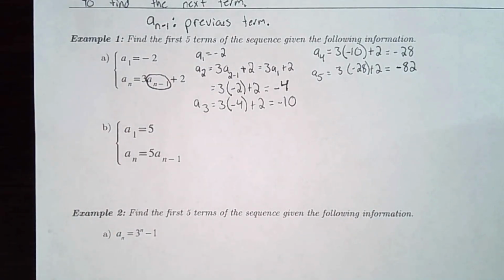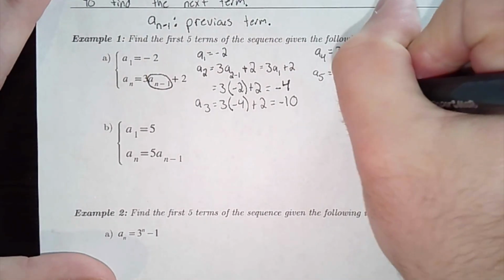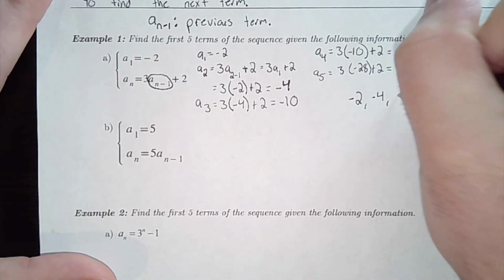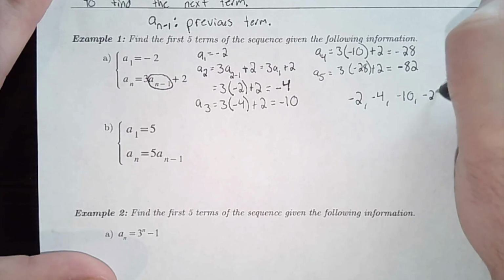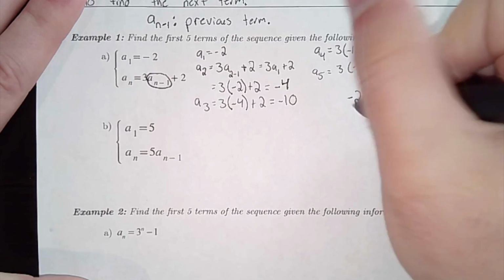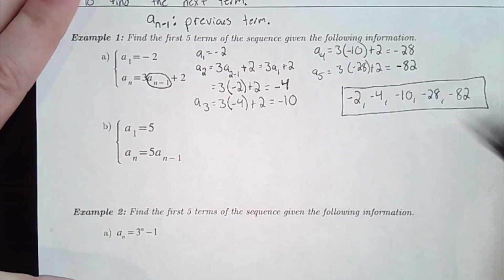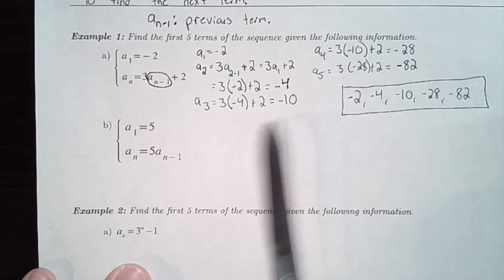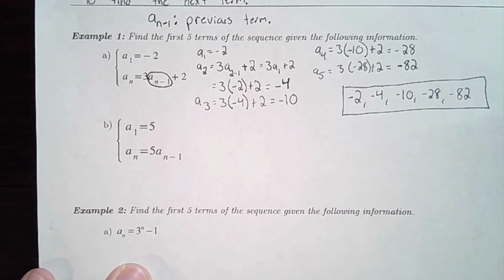Okay, so now I have all of my answers here, but I do want to combine them together. I want to write this as a sequence. Now, a sequence is just a list of numbers, separated by commas. So what I need to do is just list out my numbers in order. I start with my first one, it's negative 2. Then I put a comma. Second one is negative 4. Third one is negative 10. Fourth is negative 28. And finally, negative 82. Okay, I'm going to go ahead and circle that. That is my final answer. And just a quick note, this really is how much work I should be showing here for each of these problems.